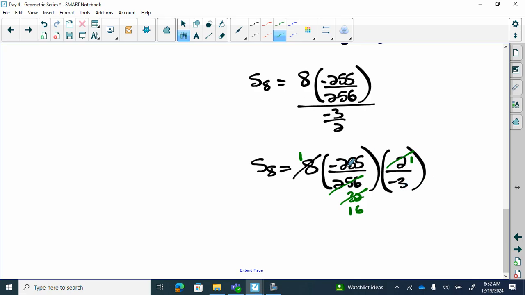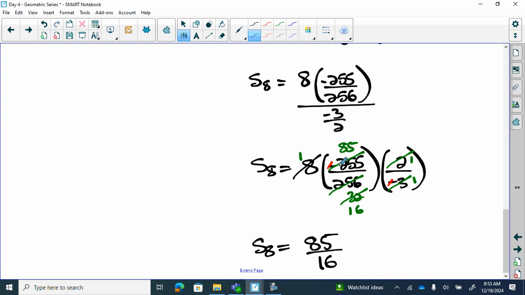This right here, negative 255, is also divisible by 3. Gives me 85 if I reduce that. 2 negatives. What's a negative divided by a negative? Yeah, they're going to go away too, aren't they? Look what I'm left with. 1 times 85 times 1 would be 85. 1 times 16 times 1 would be 16.